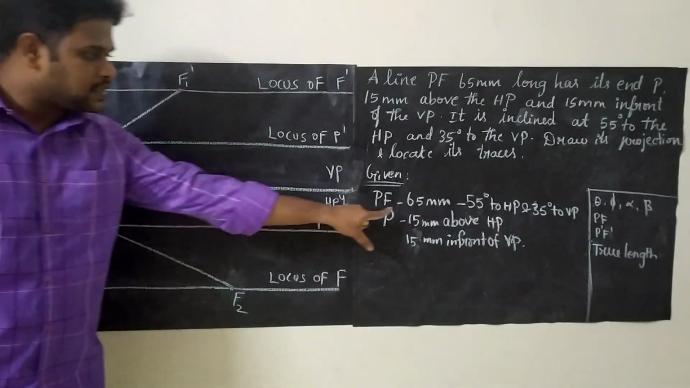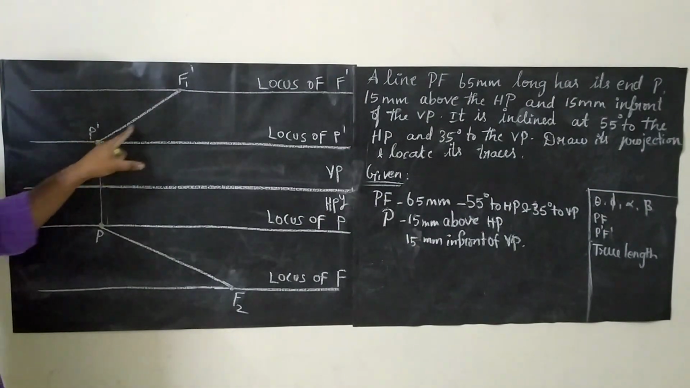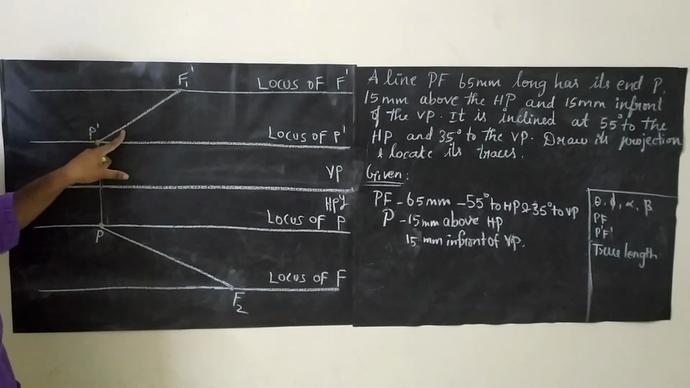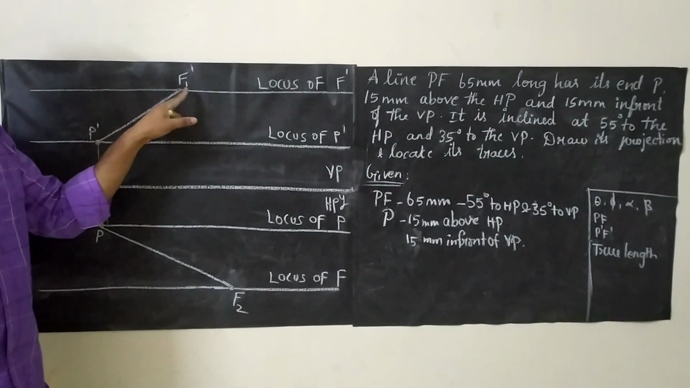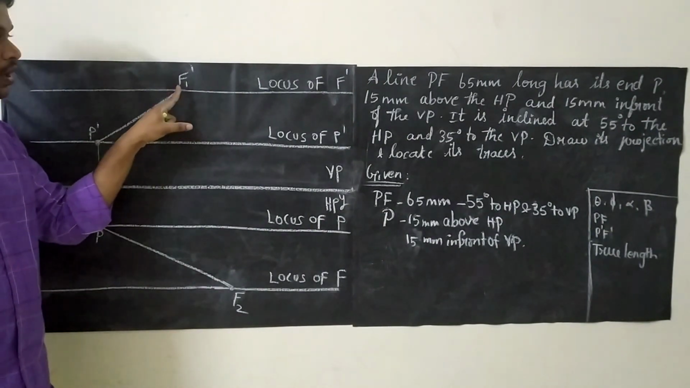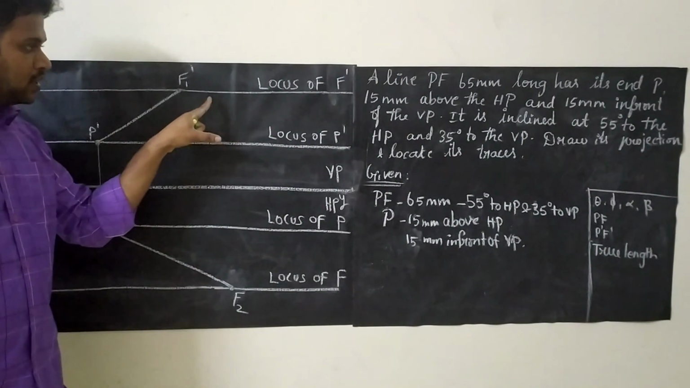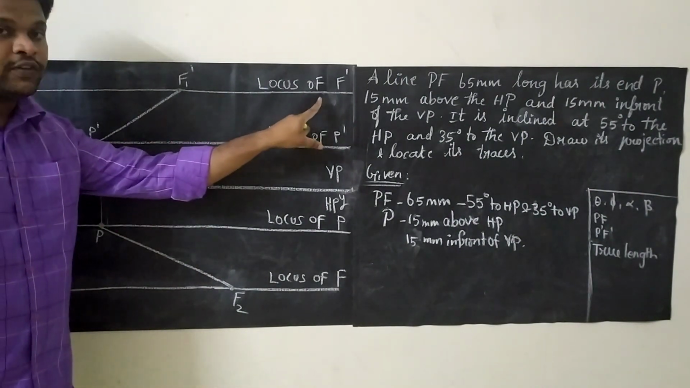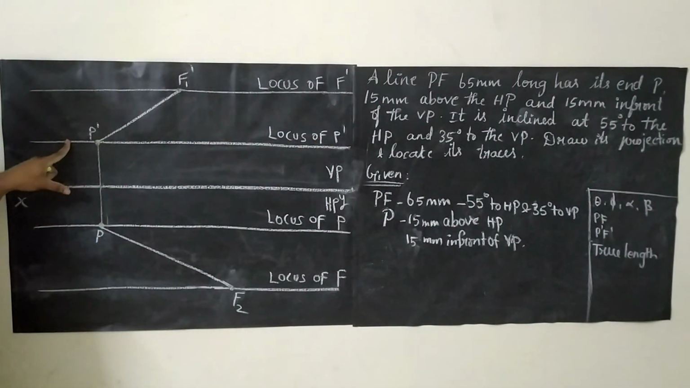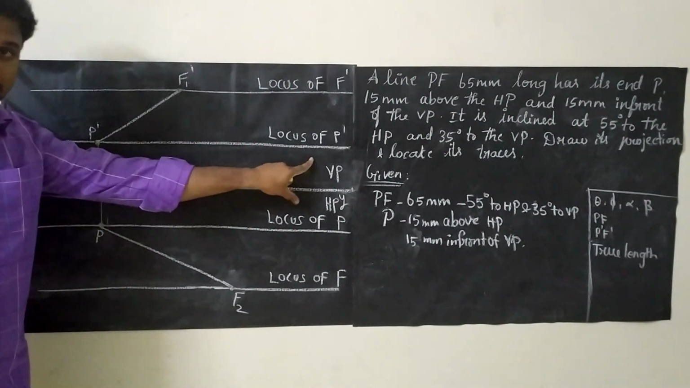The length of the line is 65 mm and the angle is 55 degree. So when you draw, you will be getting one point. That point is called F1 dash. And just try to draw a straight line, and this line is called the locus of F dash. This line is called the locus of P dash.